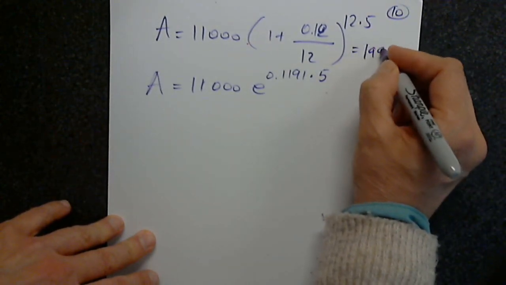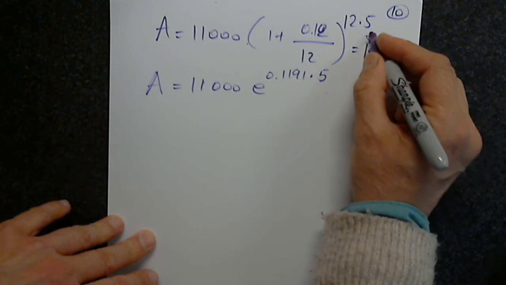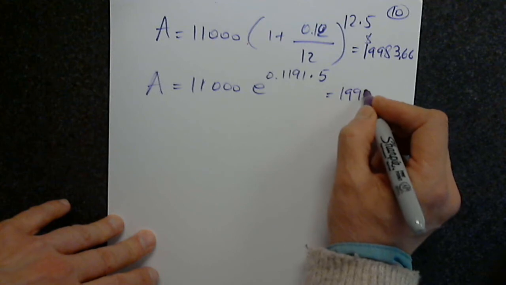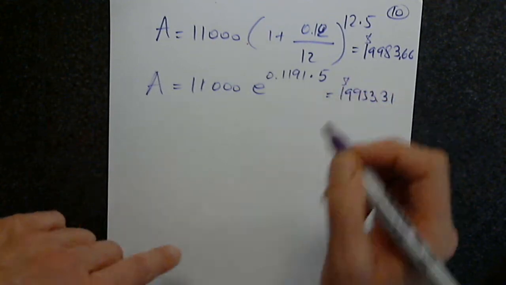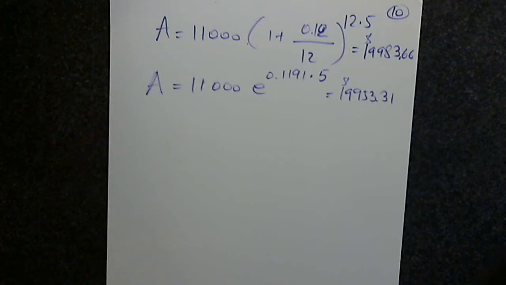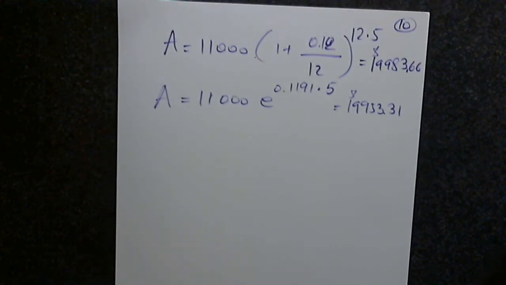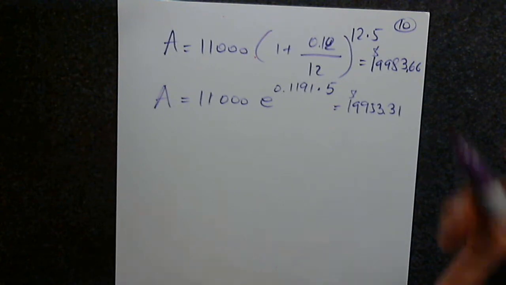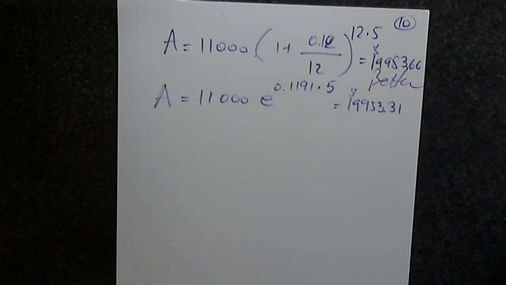So 19,983.66. And the other one, 19,953.31. And now we have to make a decision. I know it's not a big deal, but in the long run, if the 5 years become 50 years, the difference may be substantial. So what would you choose? Yes, monthly at 12% is better than continuously at 11.91%. Very good.